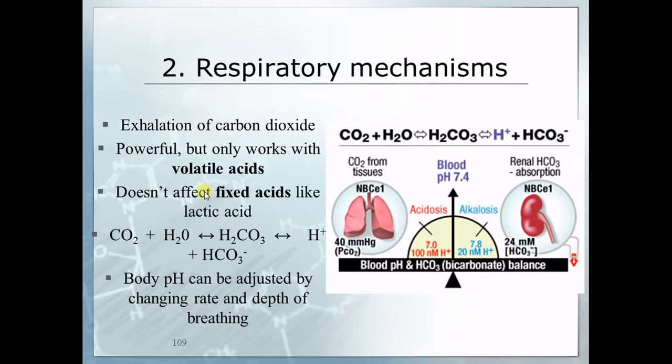The next group, these are slower. So the first ones were fast, within seconds. The respiratory mechanism, the second one's a lot slower because you have to breathe it out. It takes time to breathe moving things. And you want to remember this key here, volatile acids are what it primarily moves. Right? Not the fixed ones, not the non-volatile acids like lactic acid or sulfuric acid or phosphoric acid. Those have to be cleared by another organ, and hopefully you remember the other major organ, the kidneys.